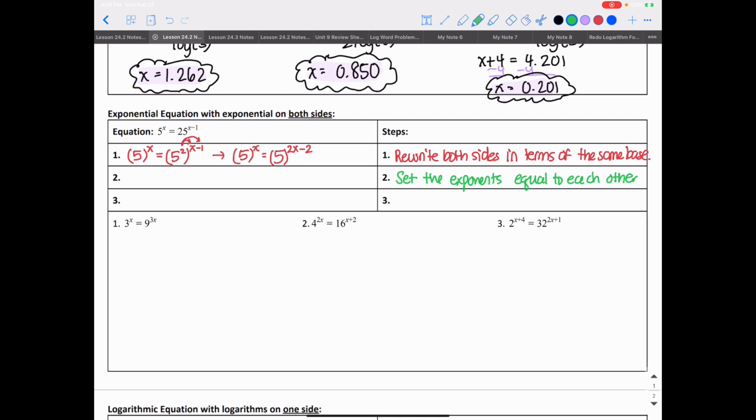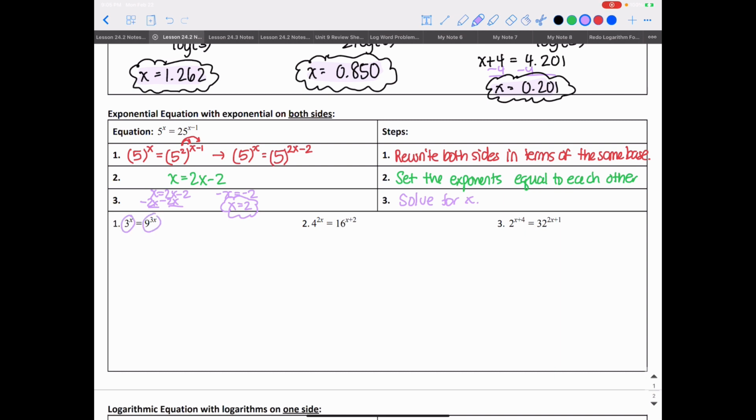I have then x is equal to 2x minus 2. And then I'm just going to solve for x. So I have x is equal to 2x minus 2. I'm going to subtract 2x on both sides. I'm going to get negative x is equal to negative 2. And that leads me to x is equal to 2 is my answer. So x is 2.